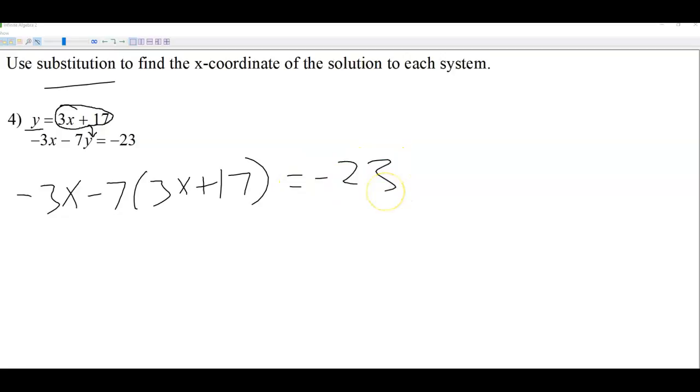If I do that, that's what the bottom equation would turn out looking like. And then we go ahead and just distribute.